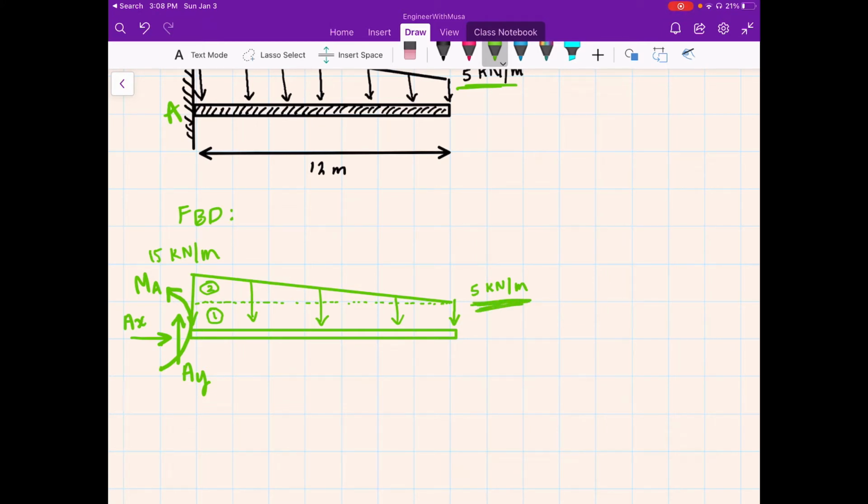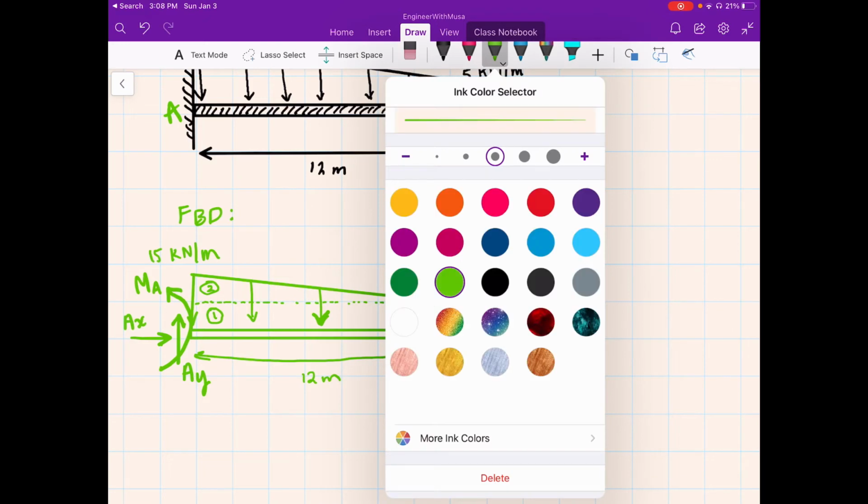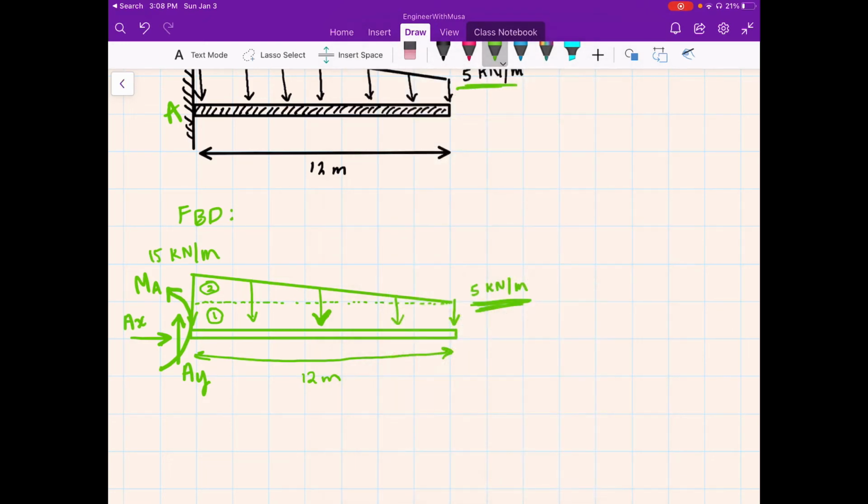So this distributed load can be turned into a point load by saying we have 5 kilonewton per meter times the length of the beam, which is 12 meters. So 5 times 12 is equal to 60, and it occurs right at the center. So I'll kind of make this a little bit bolder. So this would be 60 kilonewton. And that takes care of number 1.